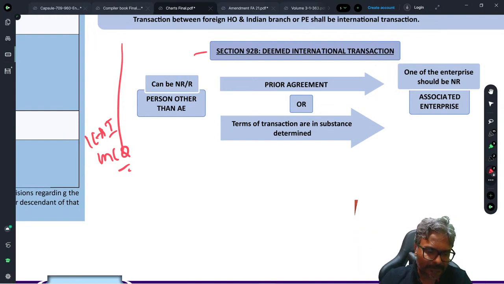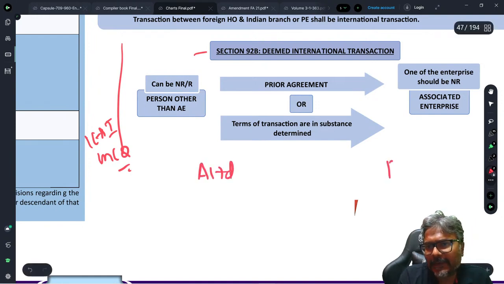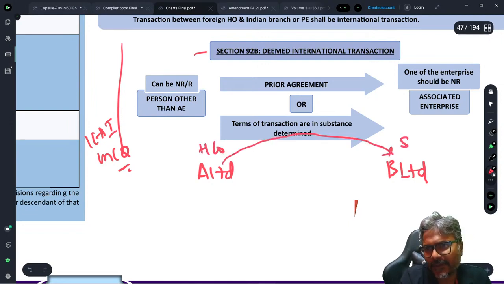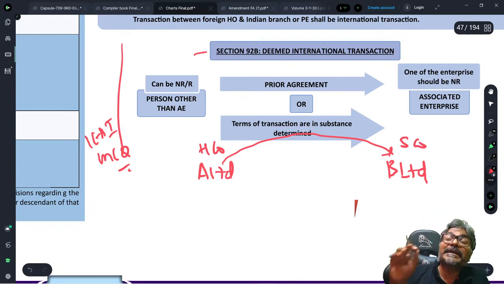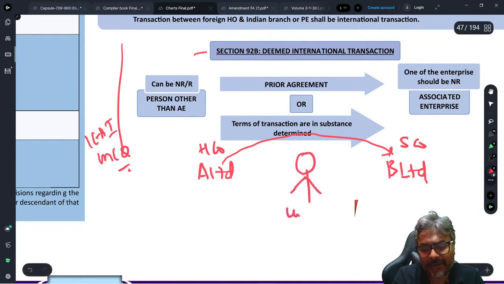Here the main point, students, is this. Please pay attention to this one. A Limited, knowing that B Limited is the associate enterprise, so in this case this is a holding and this is a subsidiary company, instead of A Limited directly doing a transaction with B Limited, has introduced in between an unrelated person.